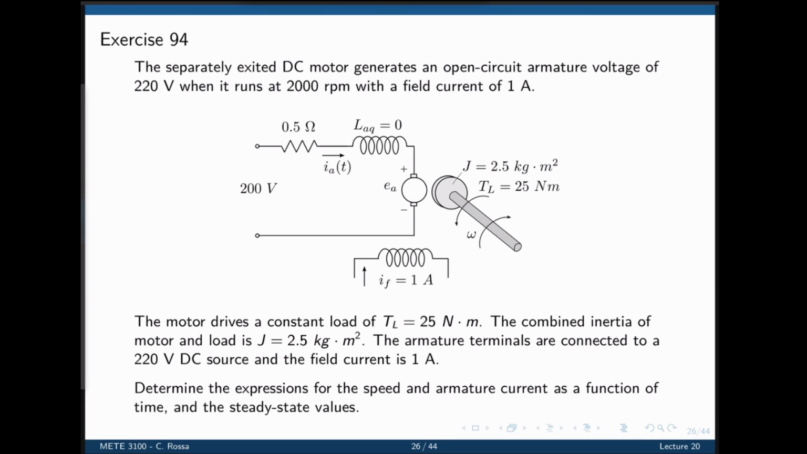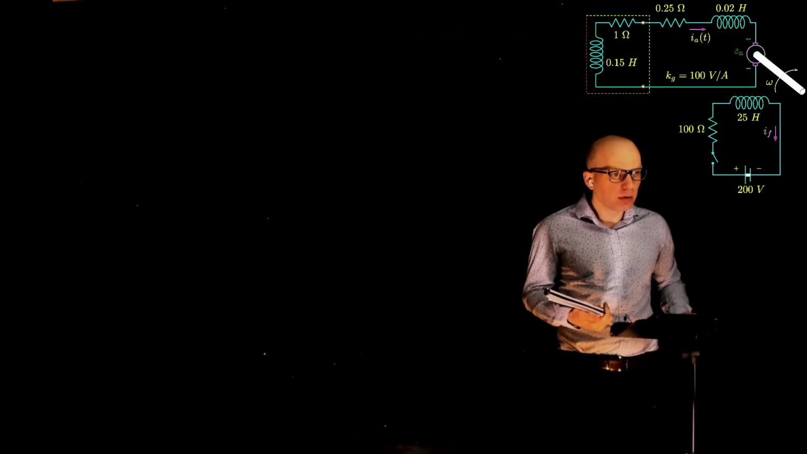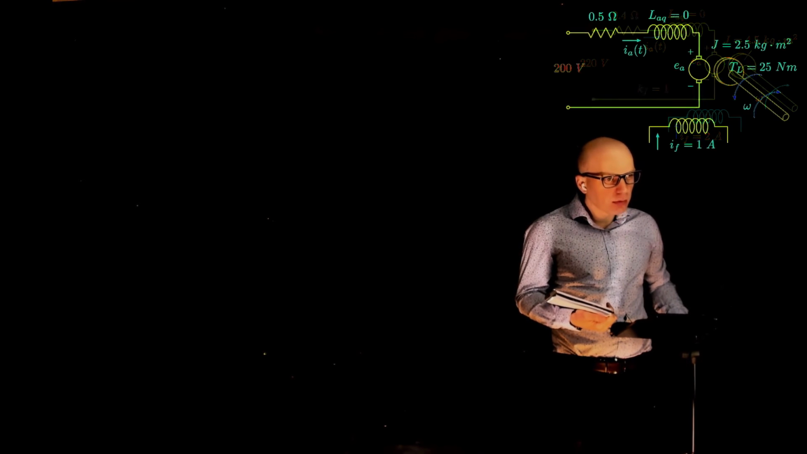Okay, so let's do exercise 94. I will let you read this one more time. So the back EMF, that's what you mean by armature voltage, is 220 volts when it runs at 2000 RPM with a field current of 1 amp. Given all the current situation here, we are driving a load of 25 Newton meters, with an inertia of 2.5 kilogram per meter squared. The armature terminals are connected to a 220 volts DC source, and the field current is 1 amp. Determine the expression for the speed and the armature current as a function of time. So this also should be 220.